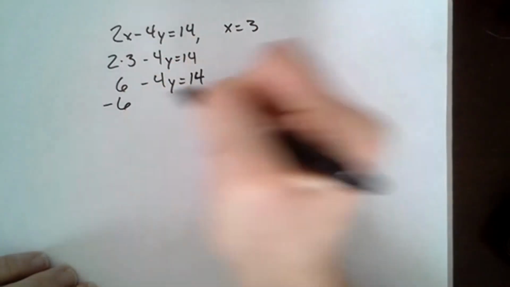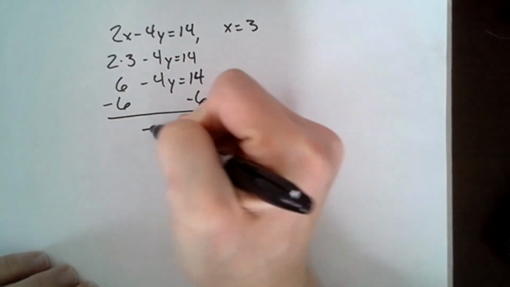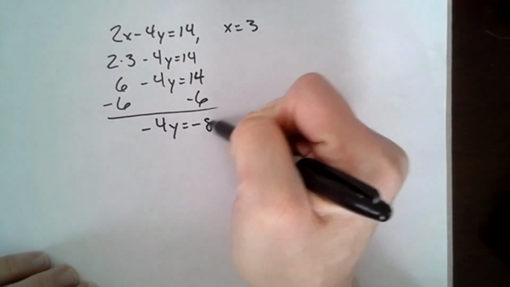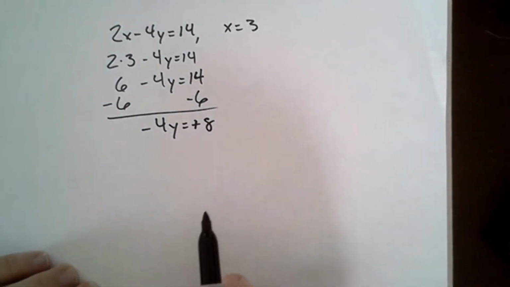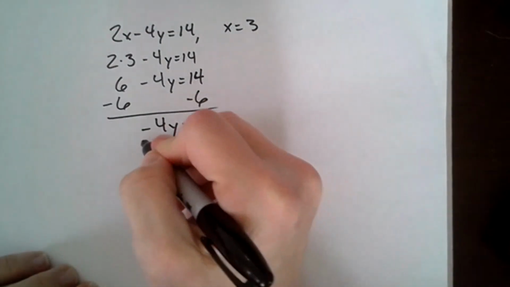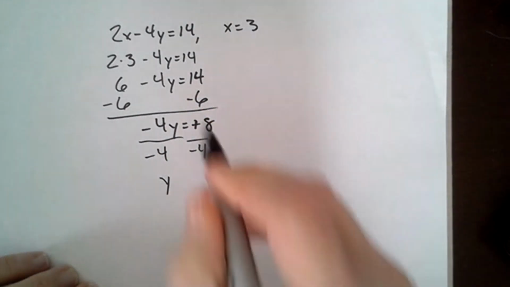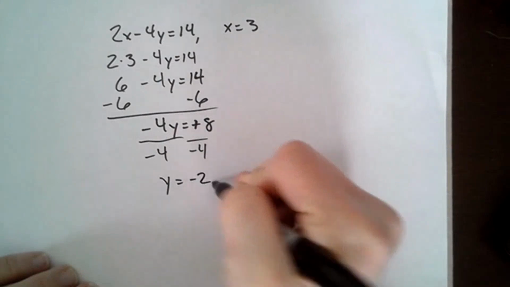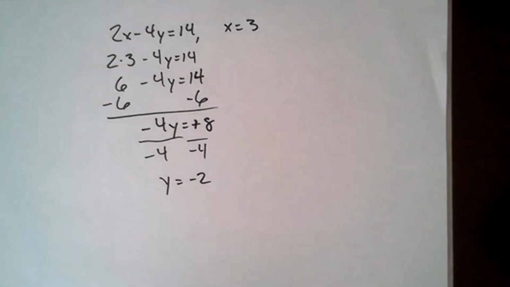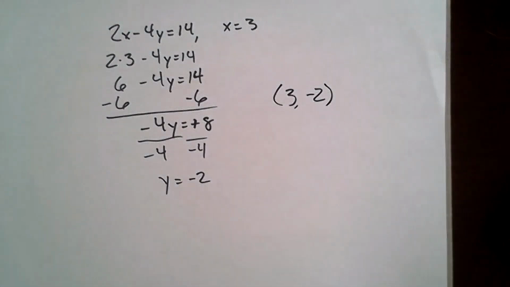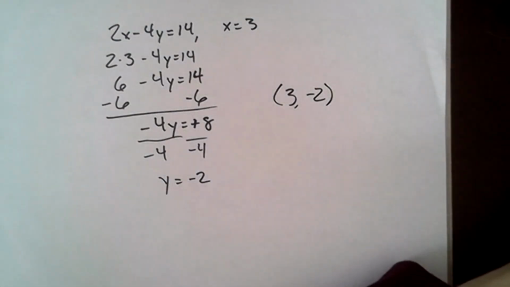I can start by subtracting 6 from each side of the equation, which gives me negative 4y equals positive 8, sorry. And now I divide both sides by negative 4, which gives me y on the left equals negative 2 on the right. So we have solved this equation because we know the values of both variables. We have a solution: 3, negative 2. Moving on.